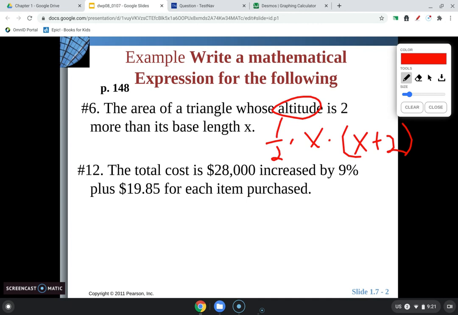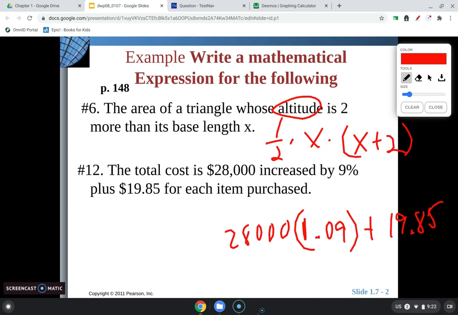12. The total cost is 28,000 increased by 9%. Well, to write that as a decimal, we're going to go 0.09. But remember, when you're increasing and you're going to multiply, you want to put that 1 in front. So 28,000 increased by 9% would be 28,000 times 1.09 plus 1985 for each one purchased. Okay? So each item would be X. All right.